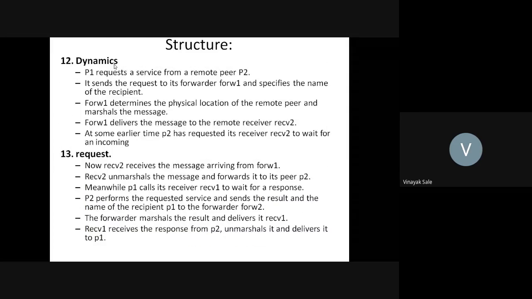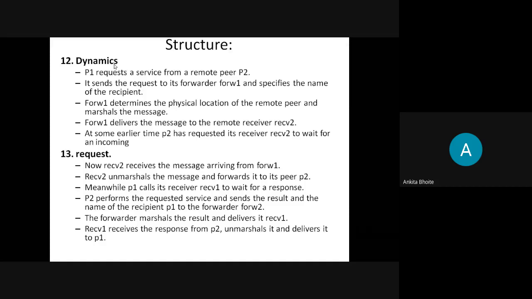Then the next point is dynamics. So the information message contains data. The response message contains response data, that is from P2.